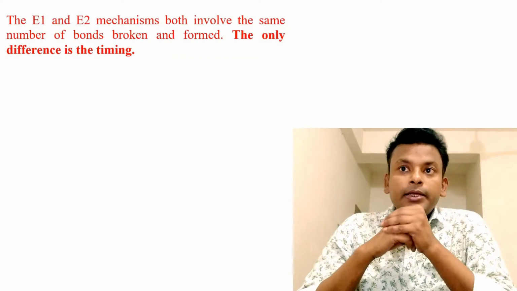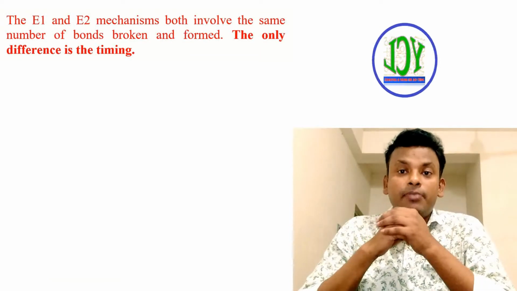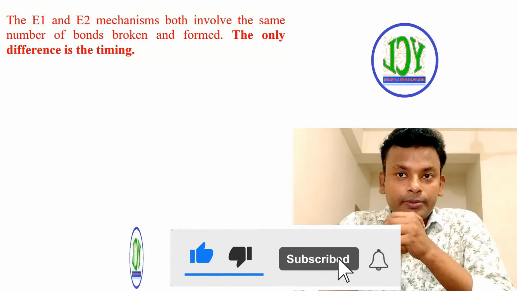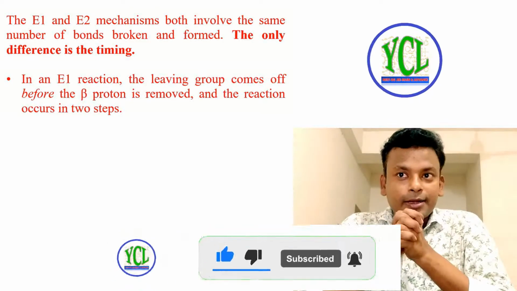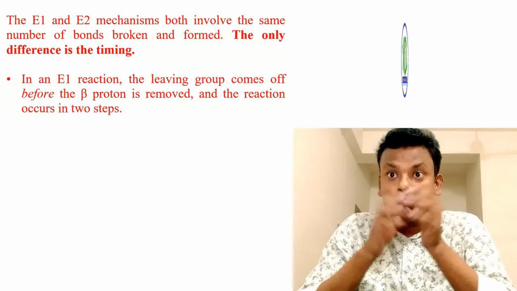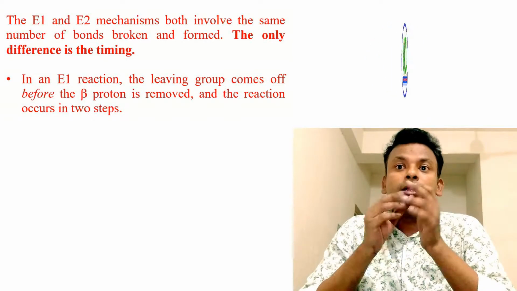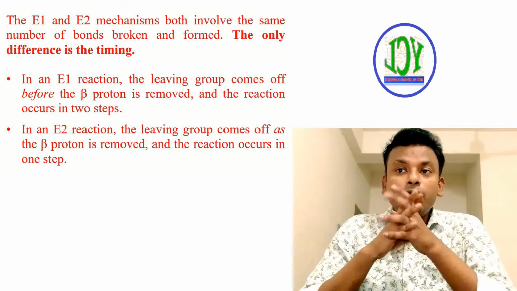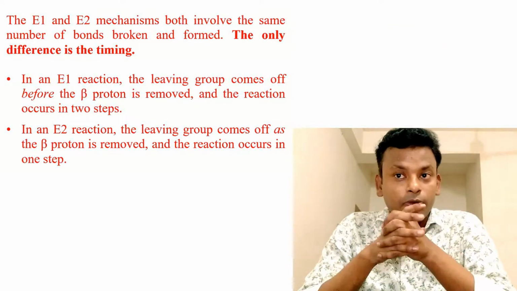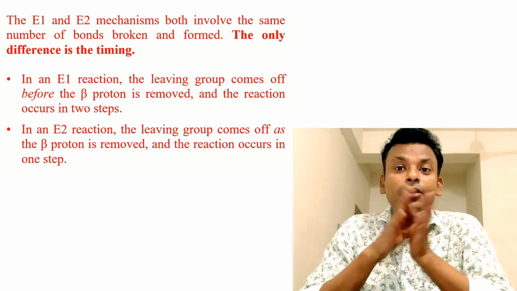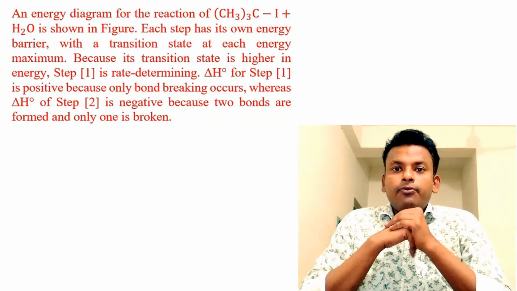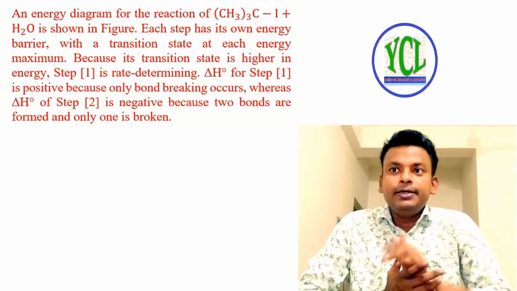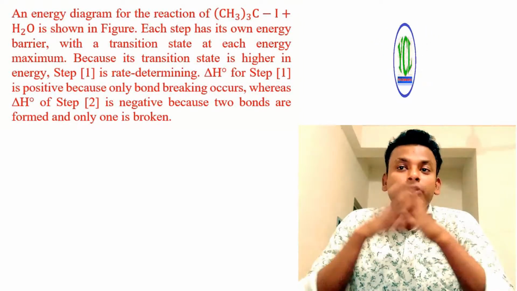The E1 and E2 mechanisms both involve the same number of bonds broken and formed. The only difference is the timing. In an E1 reaction, the leaving group comes off before the beta proton is removed, and the reaction occurs in two steps. In an E2 reaction, the leaving group comes off as the beta proton is removed, and the reaction occurs in one step. An energy diagram for the reaction of CH3Cl plus H2O is shown in the figure.